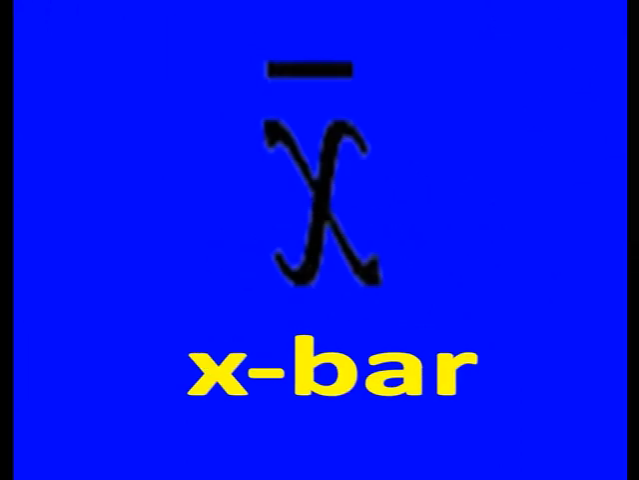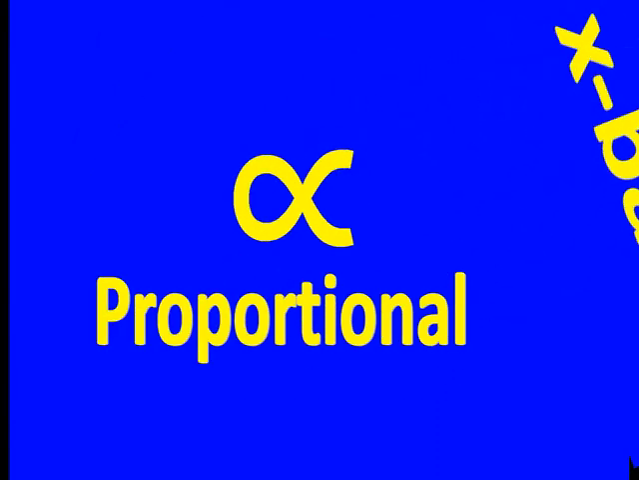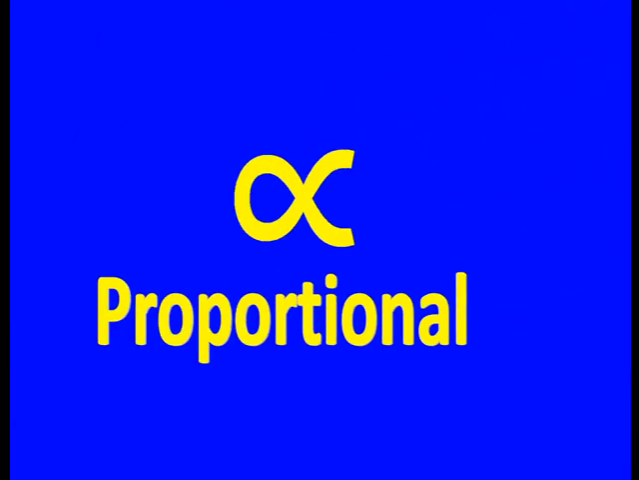X bar. X bar is the mean of all the possible values of x. We will come across this symbol in statistics. Proportional. This symbol means proportional to and is used to show something that varies in relation to something else.